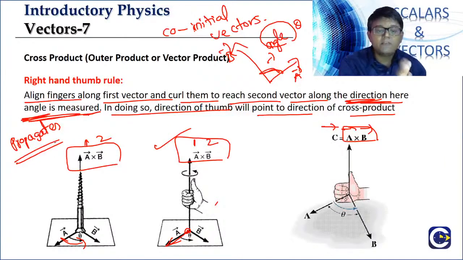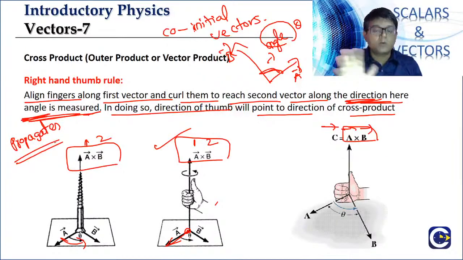For some time, we can even ignore the right hand screw rule and just go on with the right hand thumb rule, because not many of us will have an understanding of how the screw will move. But the right hand thumb rule we can do with nothing else required, because we just have our hand. That is why this is a little bit more popular.